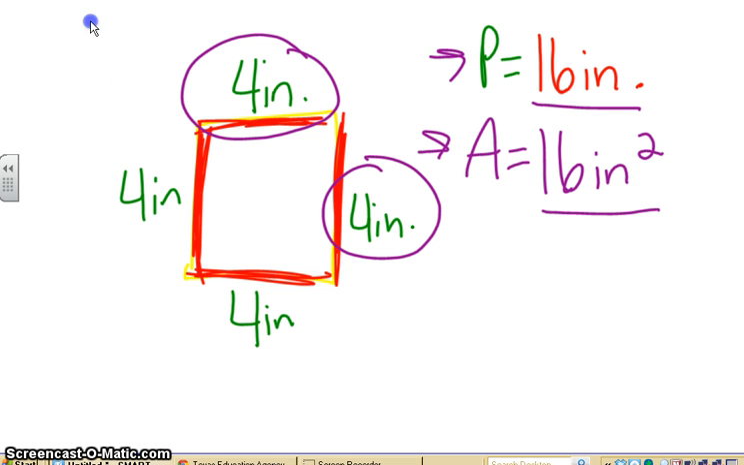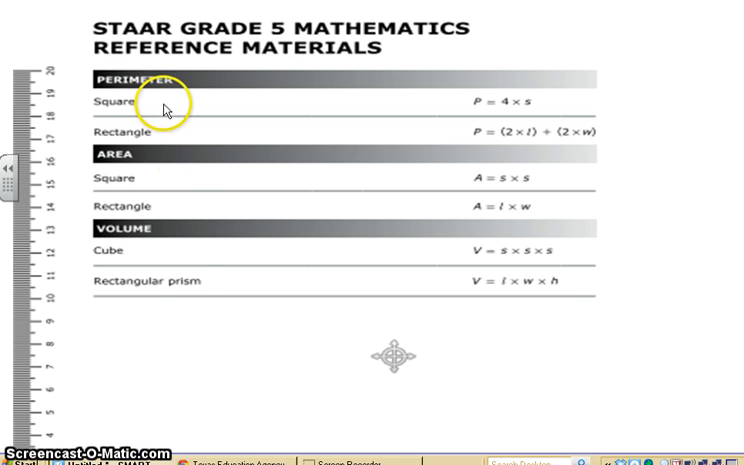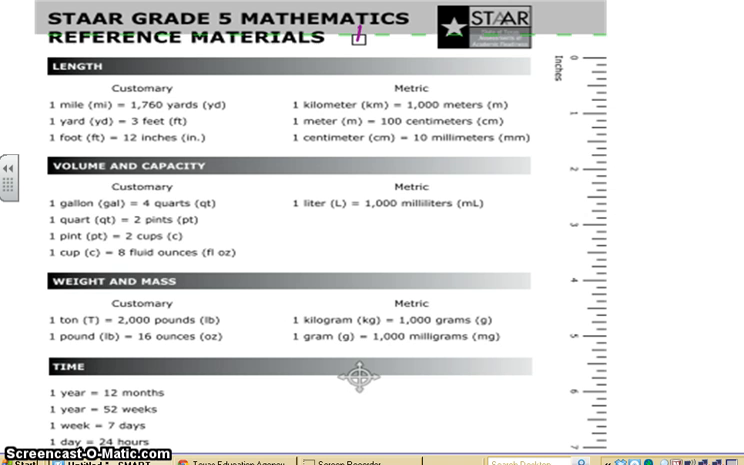What you'll see here is the mathematics chart that you'll be given on your STAR test. The front has all your metric and customary measurements, but the back of the mathematics chart has formulas for perimeter and area. So let's look at the formulas for area first. The formula for a square is side times side. Well, that's what we just did. We just did this side times this side. So we did exactly what the formula said.